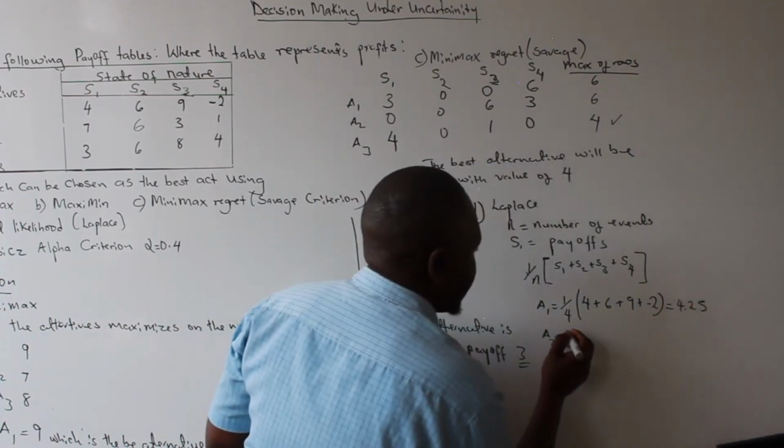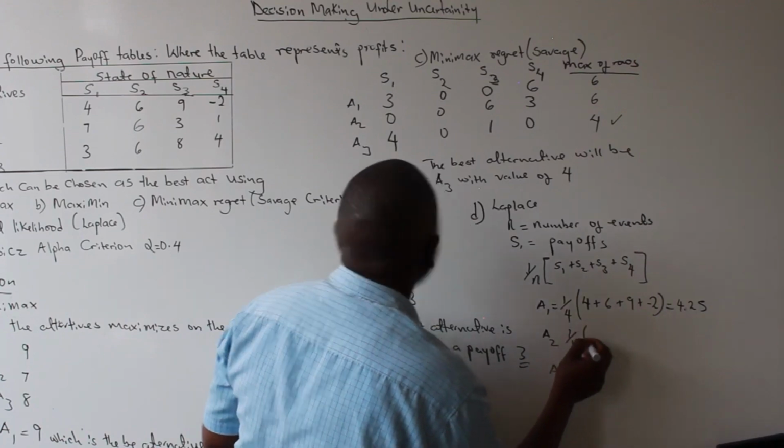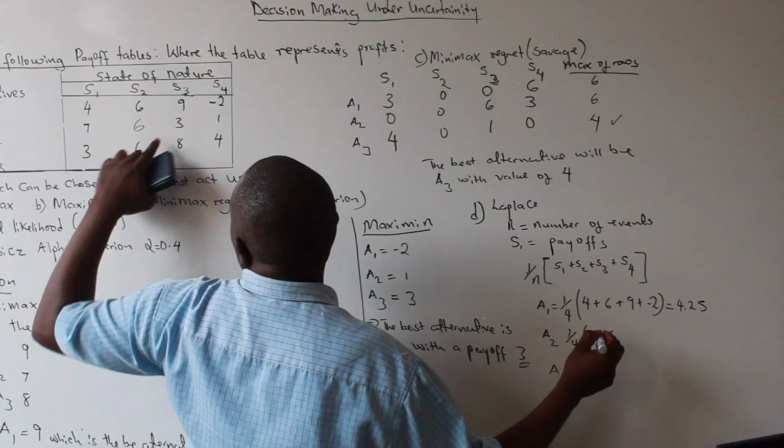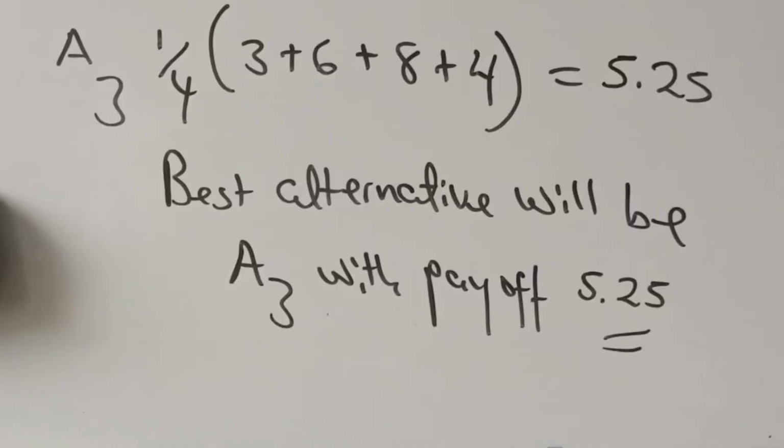When you multiply it by 1 over 4, you get 4.25. Then the other one, again we'll have S1, you have 7 plus 6 plus 3 plus 1. That is 17 again. Times 1 over 4, you get 4.25.